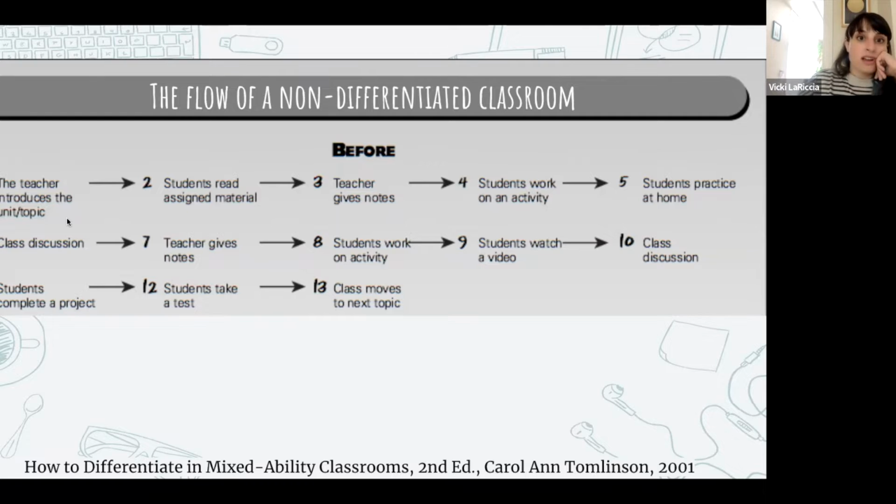So in the traditional classroom or the non-differentiated classroom, the teacher introduces the unit or topic. The students read the assigned material. The teacher gives notes. The students work on an activity. Students practice at home. Class has a discussion. Teacher gives notes again. Students work on an activity again. Maybe students watch a video. Then there's another discussion. The students complete a project. They also take a test, and then they move on to the next topic.